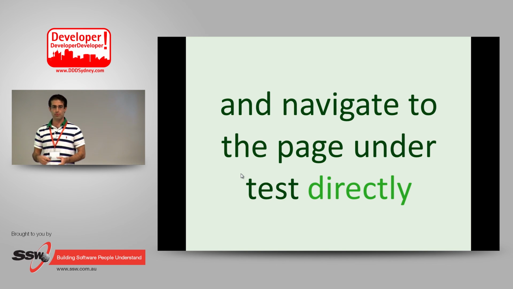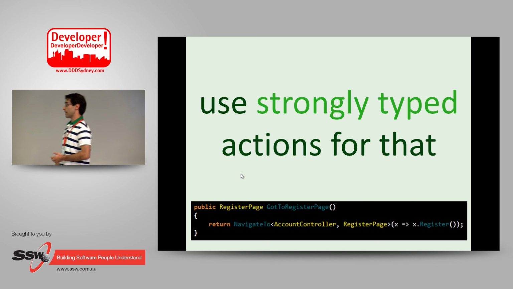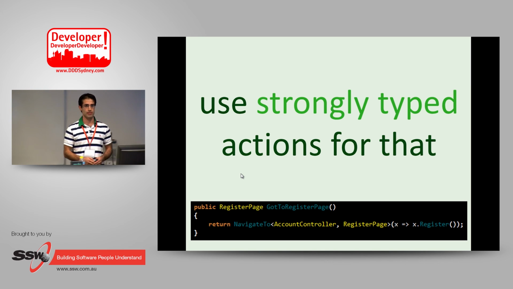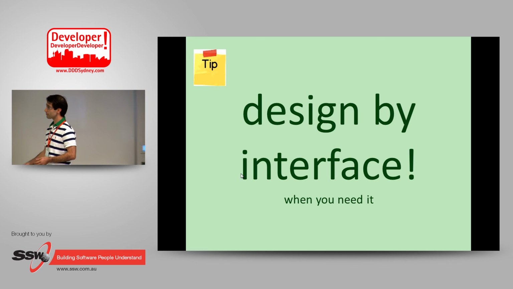So how can you go to that page? You can go to that page directly by navigating to it. Well, here we're using MVC out of Selenium. We say, on the account controller, call the register action method and return the register page. But you can navigate to the same page using a URL or whatever. The problem is that URLs are a bit more brittle.